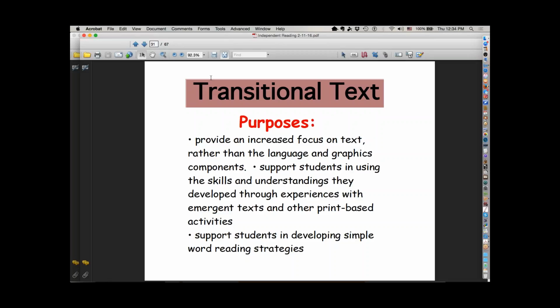We want to support students in using the skills and the understandings that they have developed through their experiences with those enrichment texts and other print-based activities, and now they start applying those to start figuring out how to read the books. We're supporting them in developing very simple word reading strategies. And the first word reading strategy we'll see is that pattern plus picture equals success.